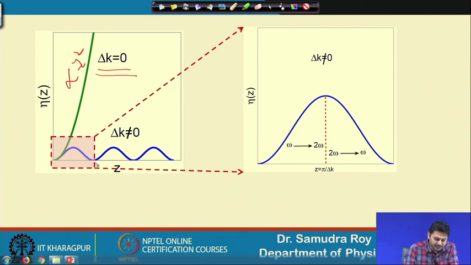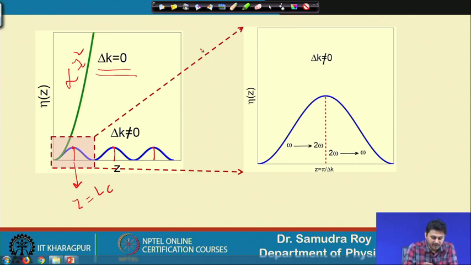But this is the more realistic case. When delta k is not equal to 0, the efficiency will not be that much, but we still have some value where efficiency reaches a maxima. For example, these are the points. Now, these points, where efficiency is maxima, are called the coherence length. So, at this particular coherence length, the efficiency reaches a maxima.